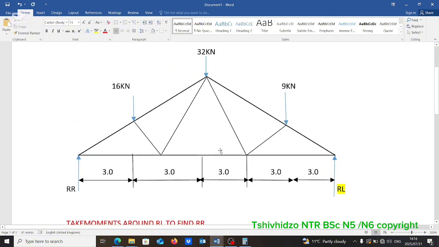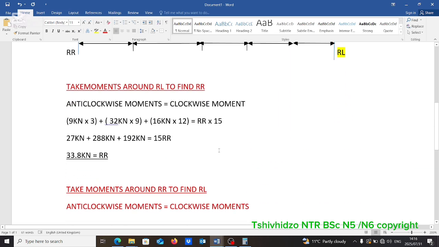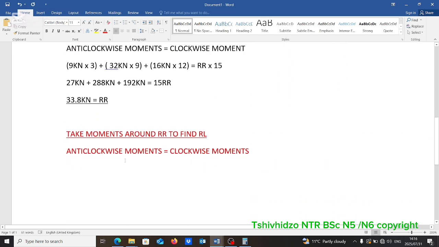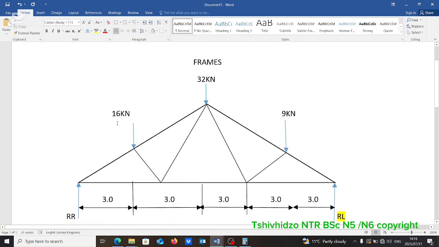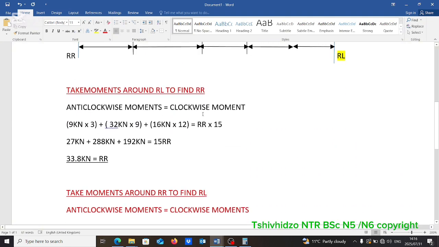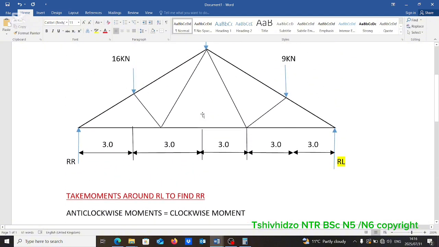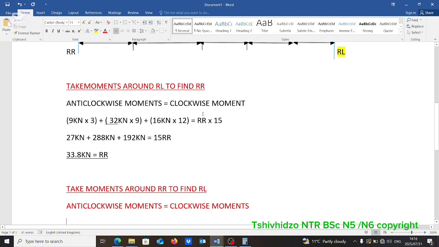So let's do it in this way. We have 16 kilonewton multiplied by 3. Let me check. Then there are clockwise forces. So the anti-clockwise force will be RL.